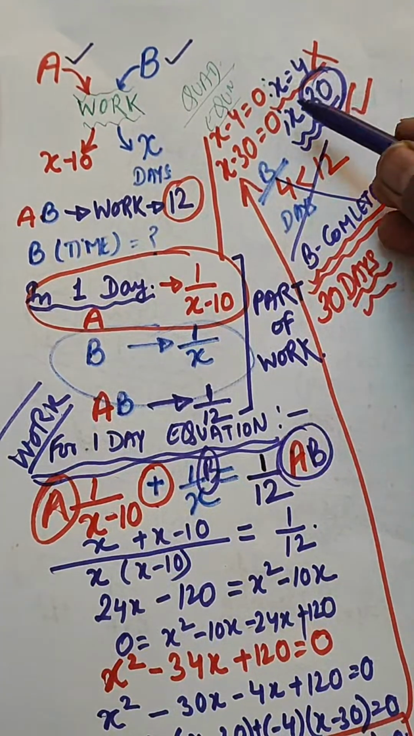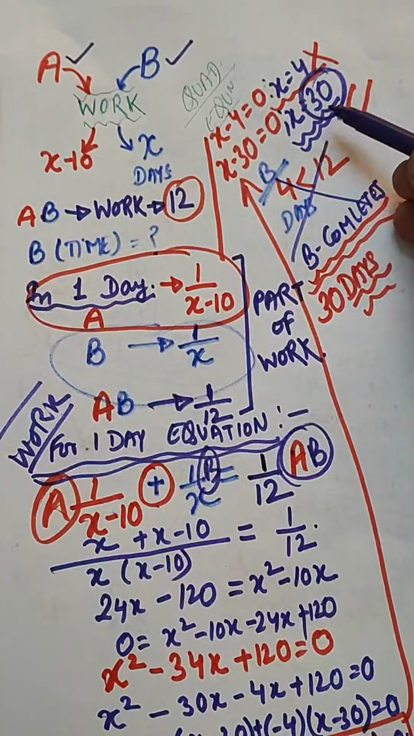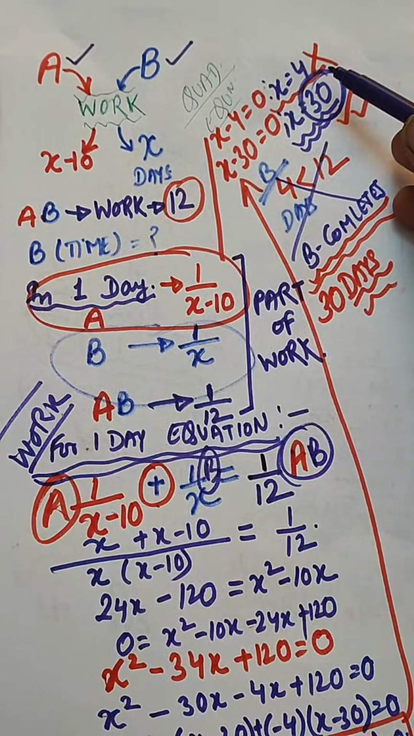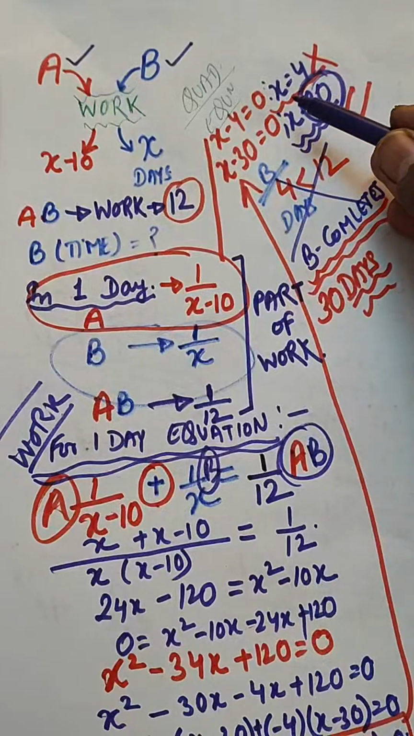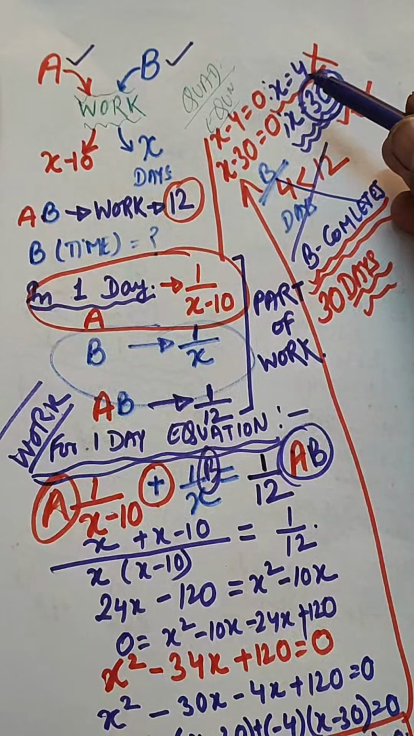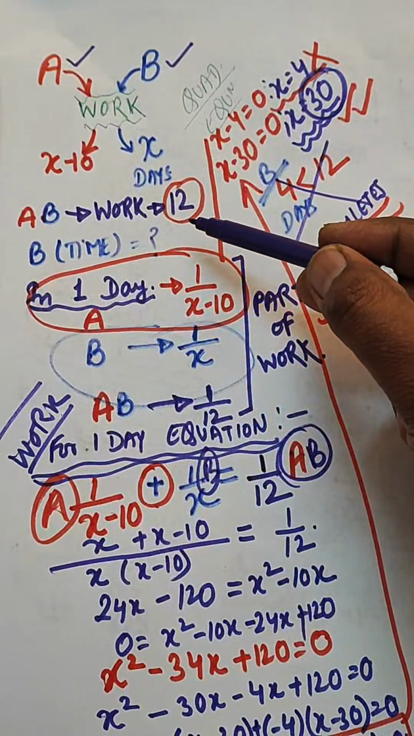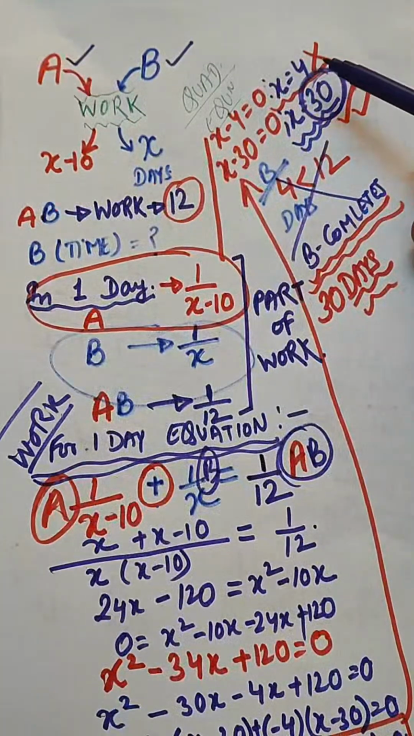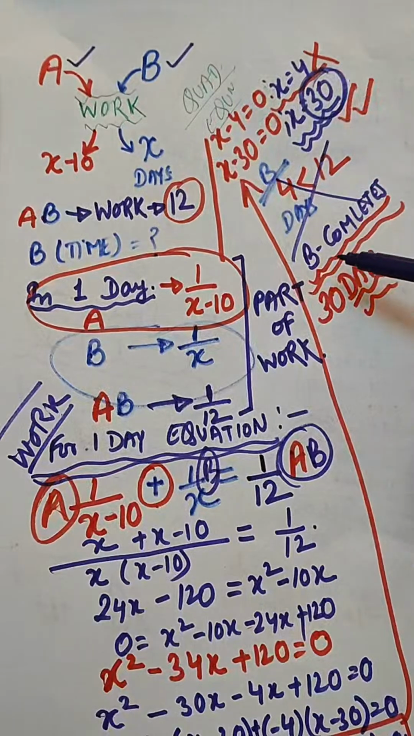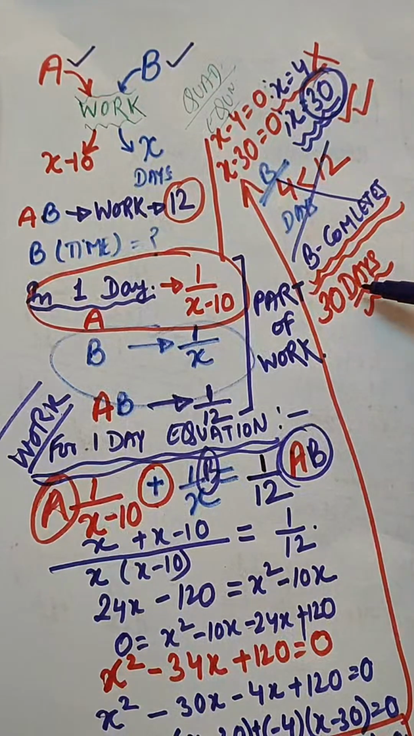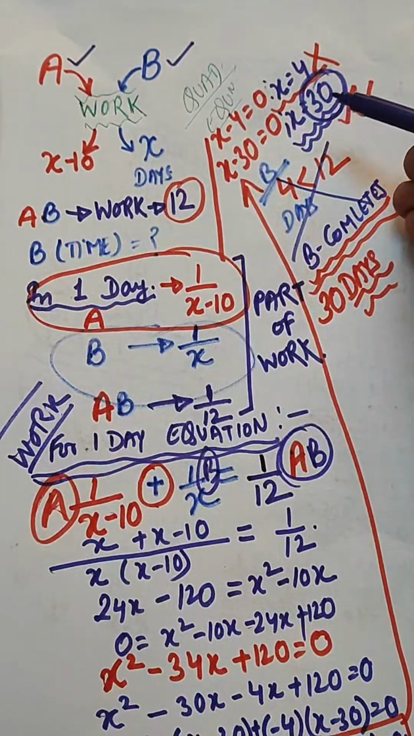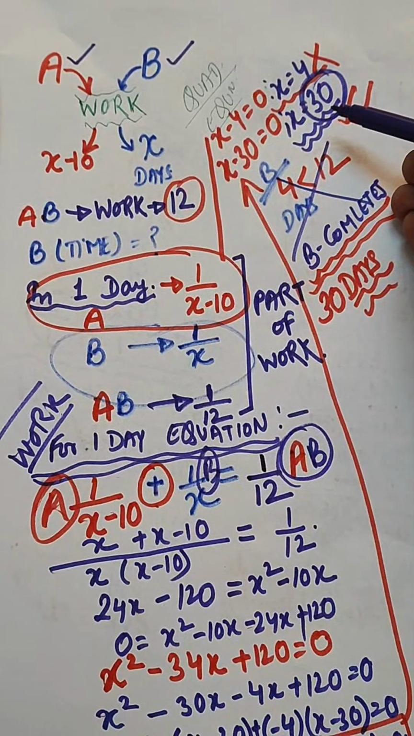And also we got two answers, x equal to 4 and x equal to 30. Why have we not considered 4? Because B alone cannot complete the work in 4 days, because they are taking 12 days together to complete the work. So that's why x equal to 4 is not considered, and we have taken B as 30 days. Okay, in 30 days only, not less than 30 days he is going to complete it, right?